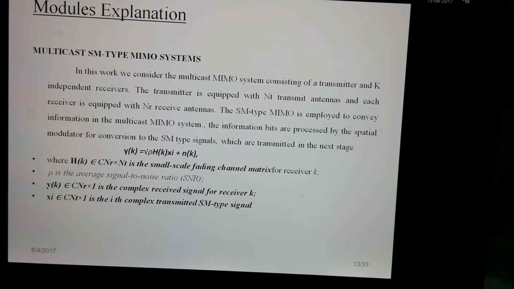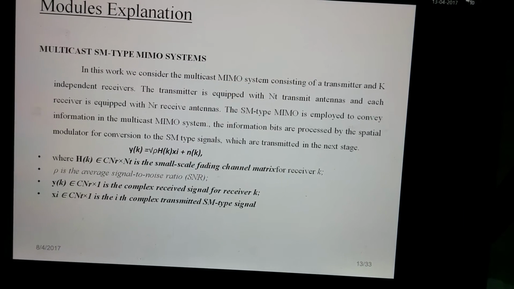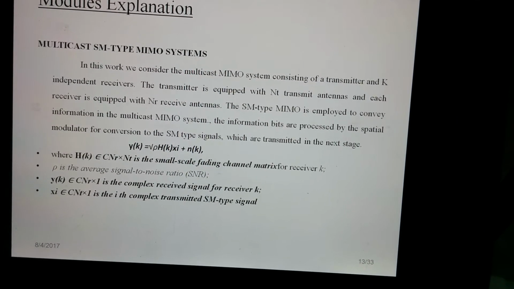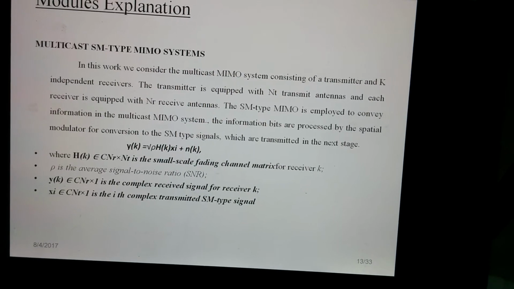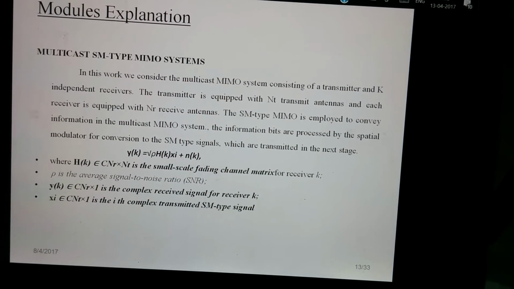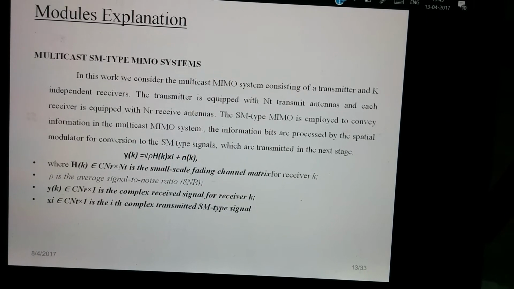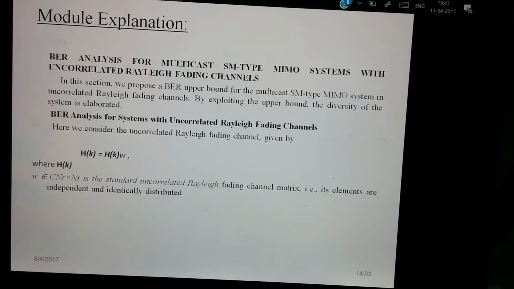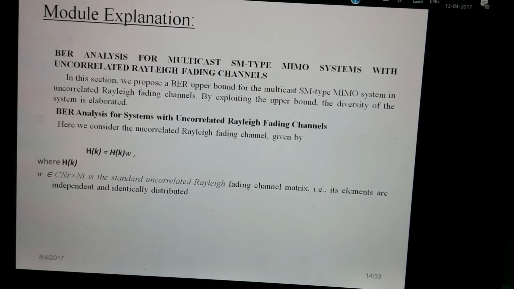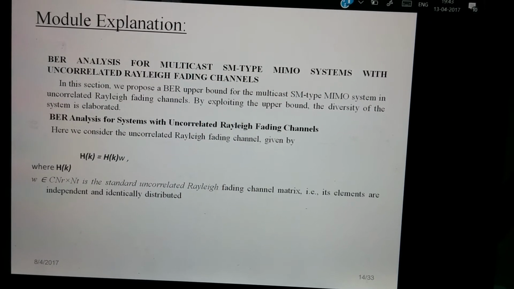y_k equals root rho h_k x_i plus n_k. h_k is a small scale fading channel, and rho is the average SNR, y_k is the complex received signal for receiver k, and x_i stands for a complex transmitted SM type signal.